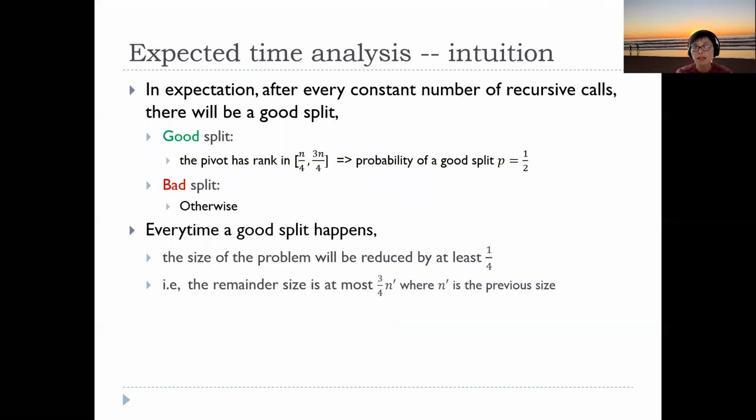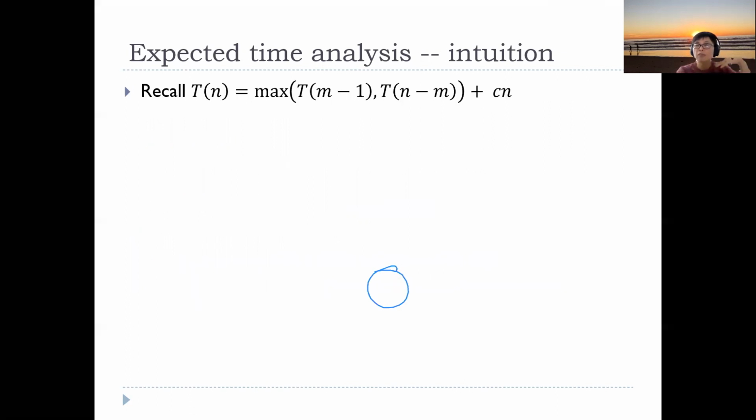But the nice thing is that now, after we have this randomness inside, we know that in expectation a good split happens with probability half, and a bad split happens with probability half. And every time a good split happens, the size of the problem is reduced by at least a quarter, so we only need to recurse on 3/4 of n, where n is the previous size. Roughly, this gives the intuition for why this is sufficient to give us a good expected running time.